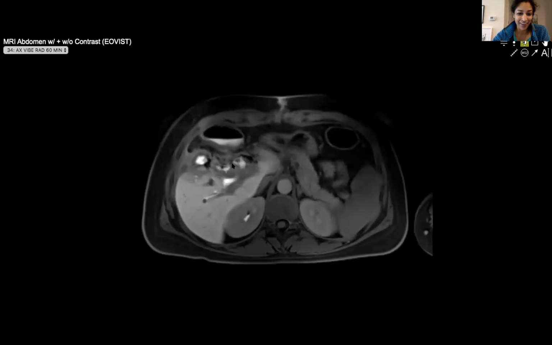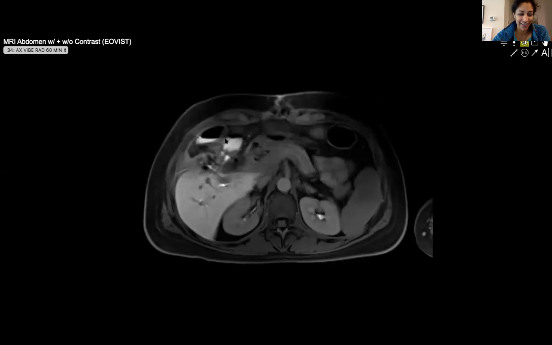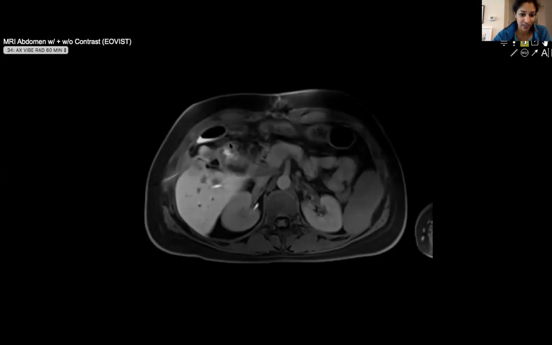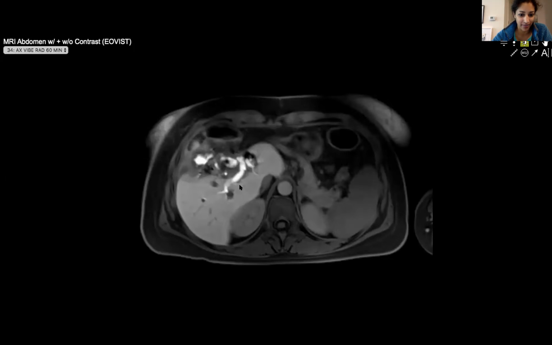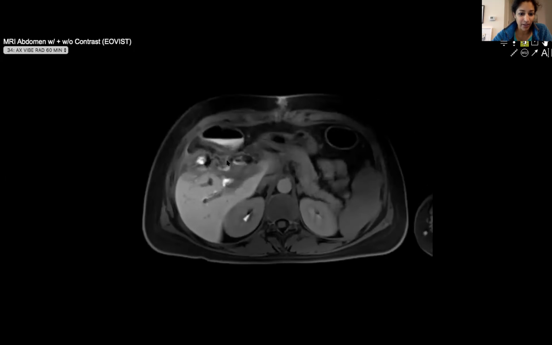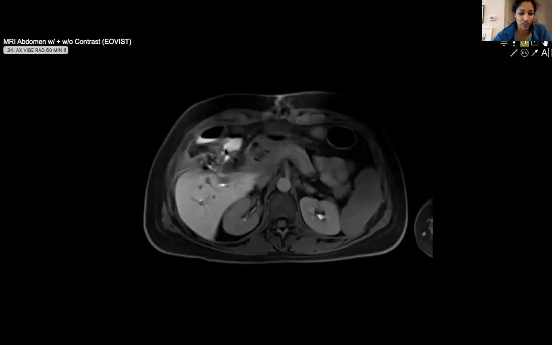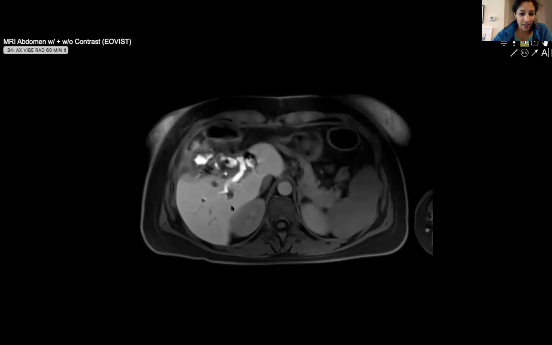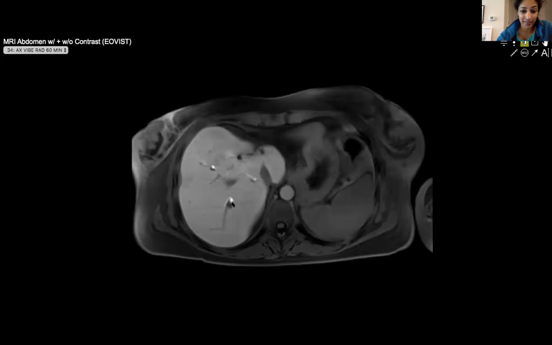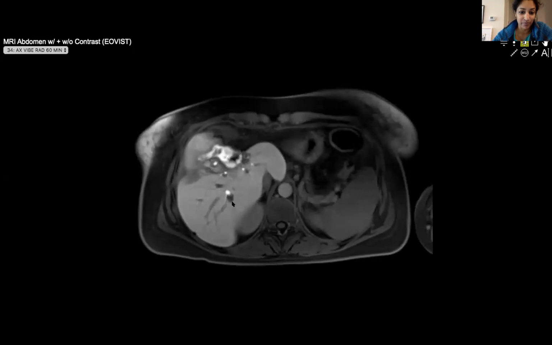And correct, Steve got it. So there's actually contrast in the colon. So this is hepatobiliary agent, Eovist, within the colon. And on the pre-contrast, that was not there. So this biloma had actually tethered and then fistulized with the colon. The other important point is, what are we going to do about this now? So this bile leak has been going on for a couple of months.